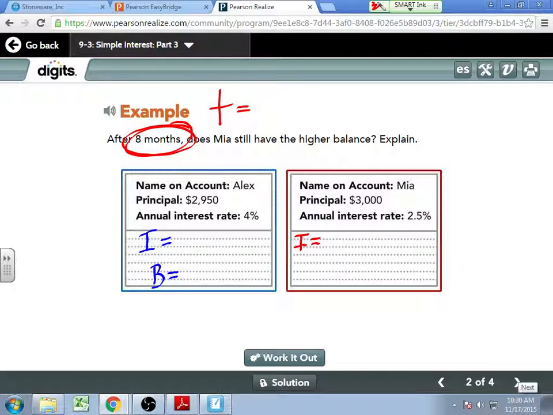Time does not equal 8. Wait, so do you divide by 12? Mm-hmm. So to find our time, we'll take the 8 since it's months and divide by 12, which is the same as 2/3, which if you want a decimal, would be 0.6 repeating. Take your principal times your rate times your time.